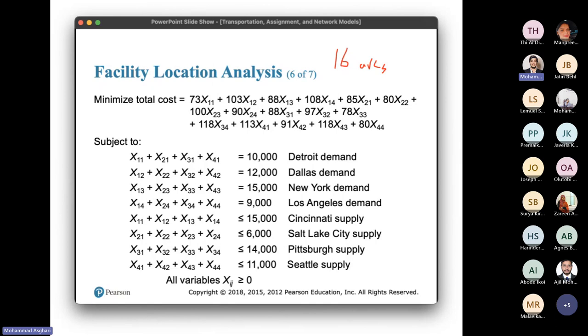And for each demand point, we have a constraint related to meeting the demand. So you can see two different types of constraint. The first one is related to demand and meeting demand, and the second one is related to supply. With an assumption that we establish a new branch in Seattle, you can see the capacity of Seattle, which we considered as 11,000 here.